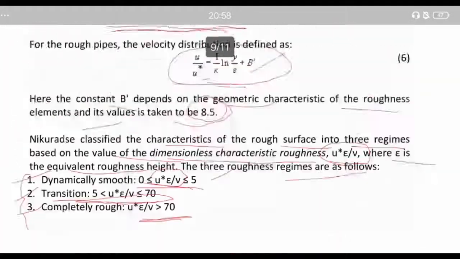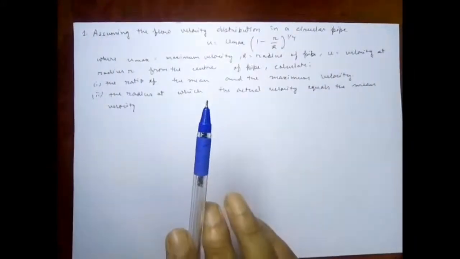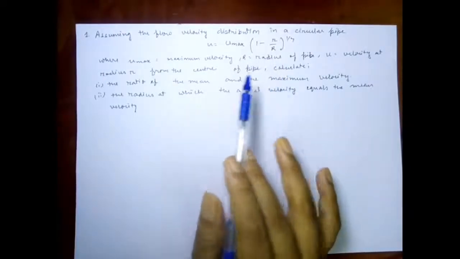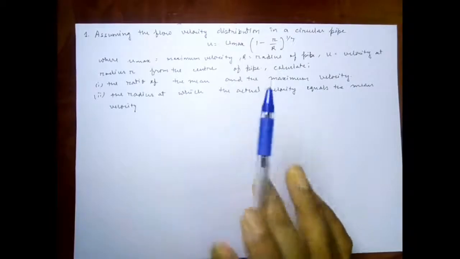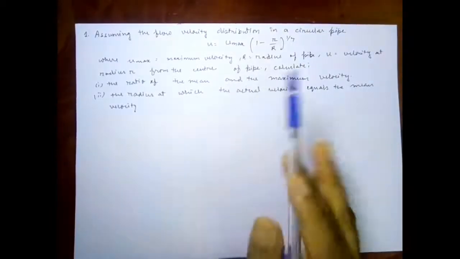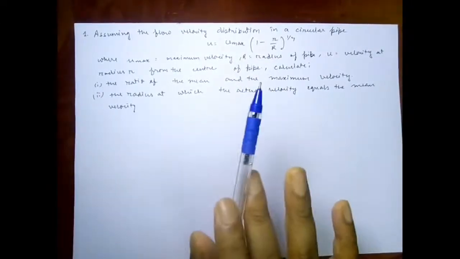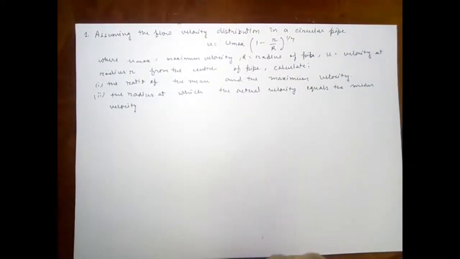Now we will do some problems related to this. Before proceeding on to the numericals, I will say one thing: simple numericals are also available, like using the simple formula of u upon u star equal to 1 upon k ln u star y upon nu plus b. Those simple formulas can be used. The problems related to those are there, where a simple velocity profile will be given and you have to use the roughness equations. I will not proceed on to those because those are simple. I will do something different, which are really tougher or next level problems.